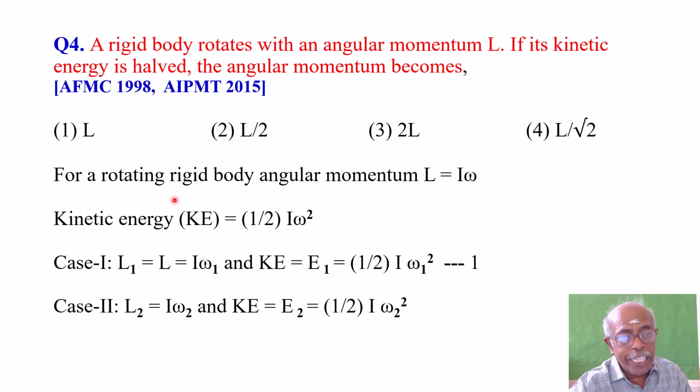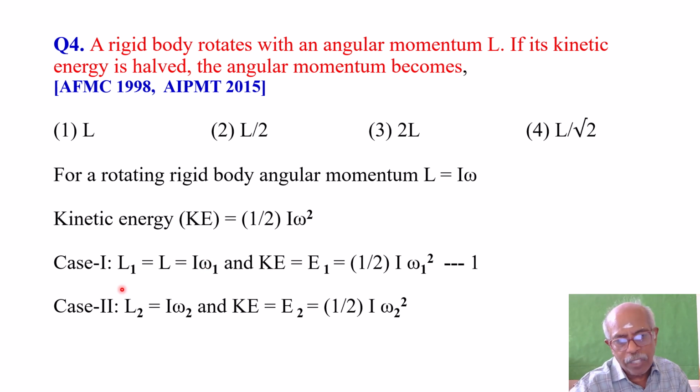For a rotating rigid body, angular momentum L is equal to I omega. L is the angular momentum. What is I? Moment of inertia, and omega is the angular velocity. And also we know the kinetic energy of rotation. So kinetic energy of the body, shortly called KE, is equal to 1 by 2 I omega square. For linear motion it is half m v square. Here it is half I omega square.